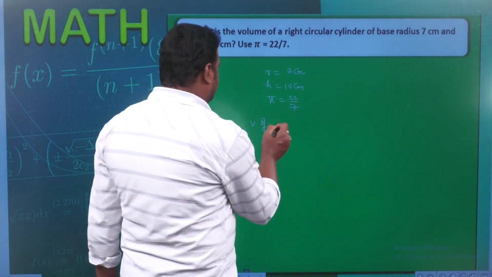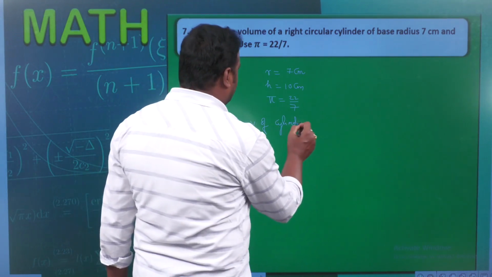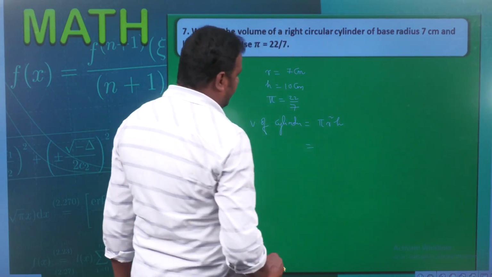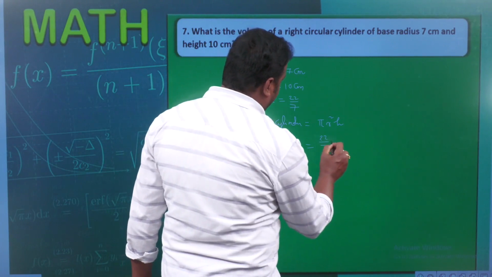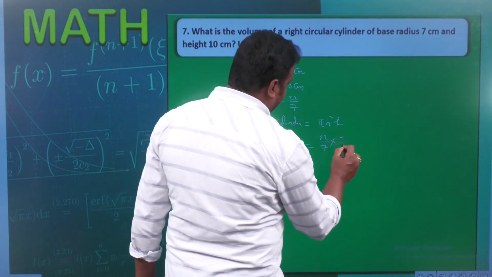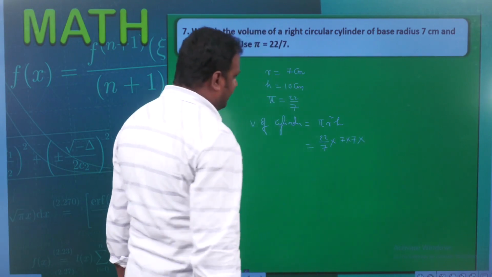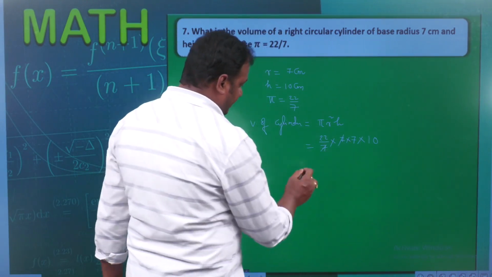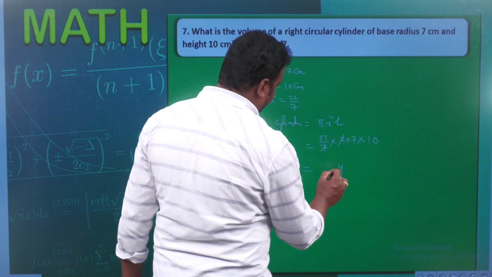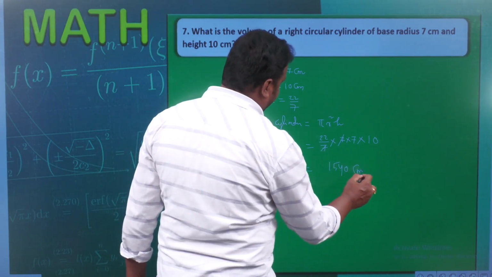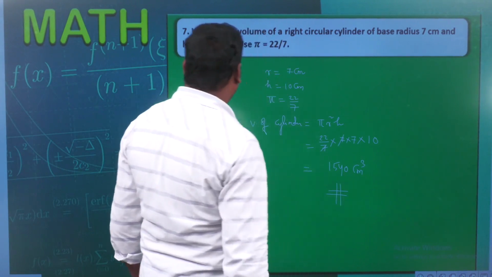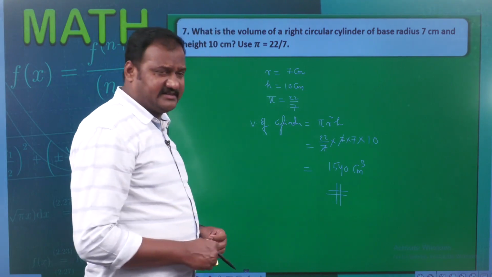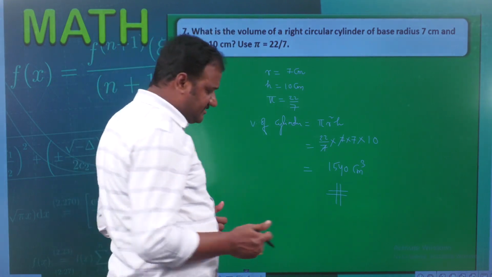So volume of cylinder is equal to, what is the volume of cylinder? Pi r square multiplied by h, and the value of pi is equal to 22 by 7 and r is equal to 7 centimeters, so 7 times 7 because it is r square, multiplied by h is equal to 10. So when you cancel 2 and 7 and 7, then what do you get? 7 2s are 14, 7 2s are 14 and one more 0. Centimeter cube is the volume of the right circular cylinder with the base radius 7 centimeters as well as the height 10 centimeters. This is just a formula based question, right?